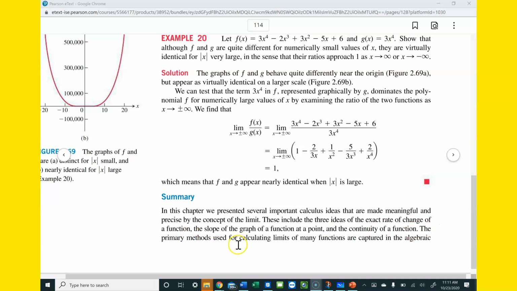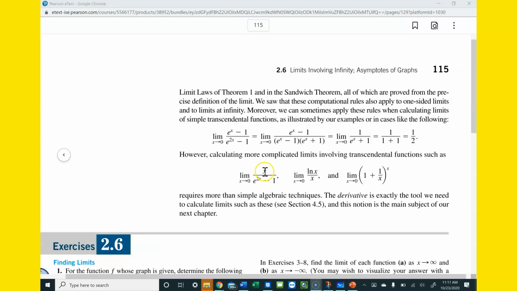The primary methods used for calculating limits of many functions are captured in the algebraic limit laws of Theorem 1 and in the sandwich theorem, all of which are proved from the precise definition of the limit. We saw that these computational rules also apply to one-sided limits and to limits at infinity. Moreover, we can sometimes apply these rules when calculating limits of simple transcendental functions, as illustrated by our examples, or in cases like the following.